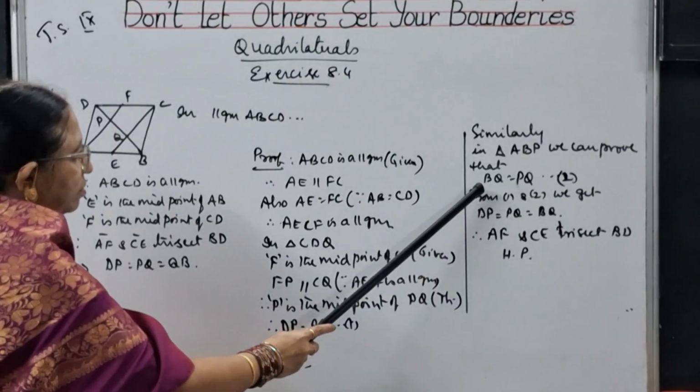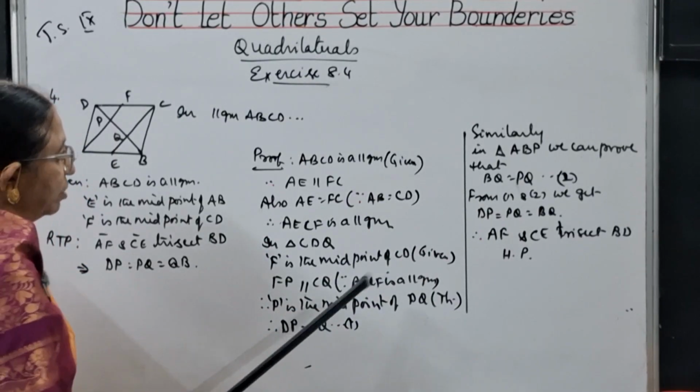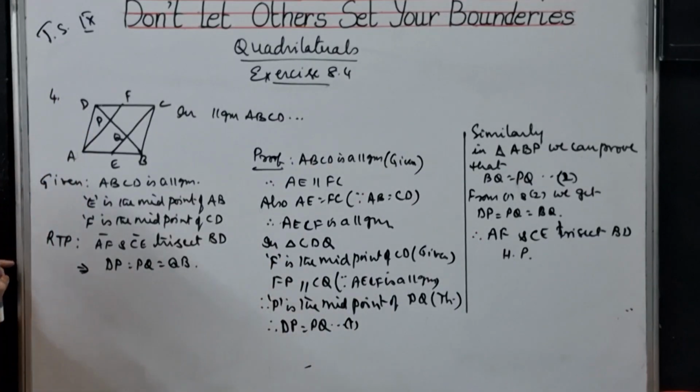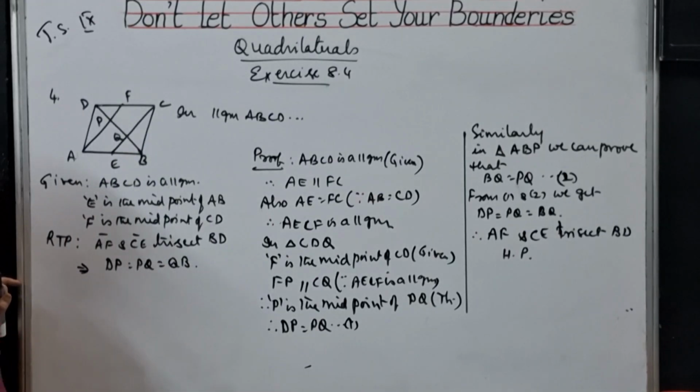So this is the second equation. This is the first equation that we have got. So because of these two, we can say that DP is equal to PQ is equal to QB, or BQ. So this is how we have proved. That means AF and CE are trisecting BD. This is the proof, children. Please note it down. With this, I am going to conclude my part today. In the next class, I will be doing the next part.